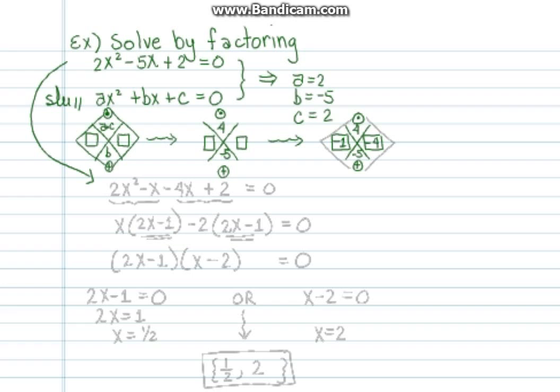We're in the process of factoring the left side here. We'll write the 2x squared, exclude the negative 5x, write the plus 2, the equal sign, the 0, and where you had the negative 5x, replace it with the negative 1x, so it's negative x, and negative 4x, where the coefficients, negative 1 and negative 4, come from the boxes in the diamond.